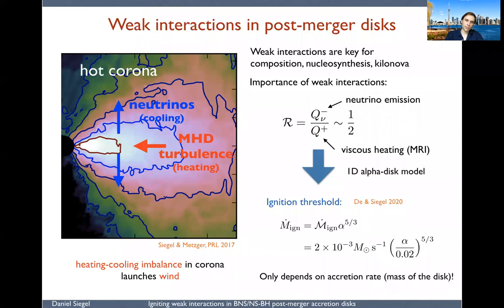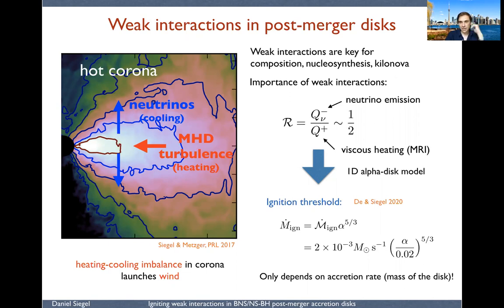The first thing to realize is that in these disks, if you include magnetic fields, turbulence is mediated by the MRI, the magneto-rotational instability. It provides angular momentum transport and forces material to accrete onto the black hole. So material falls gradually into the potential of the black hole, and binding energy is converted into heat. If the density and temperature are high enough in the disk, then weak interactions become important. If we get to the weak energy scale, neutrinos will be emitted and carry away some of that heat. So they cool the disk.